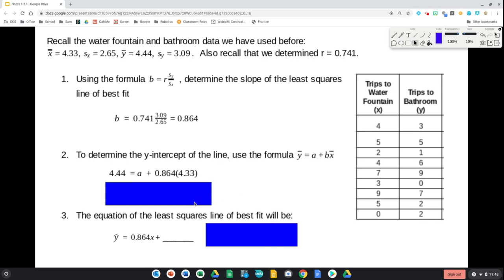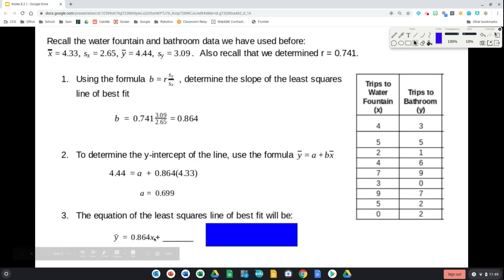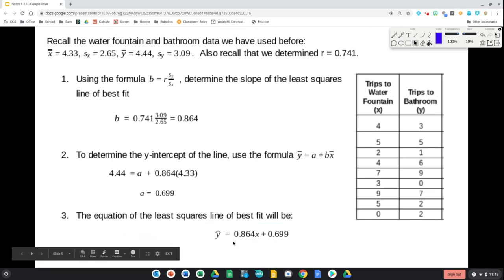Okay, what you should have found for a was the number 0.699. And so now that we have that value for a, we can substitute that into our least squares regression line where we've got this blank here. And what we're going to end up with is 0.864x plus 0.699. Now, that equation is slightly different than the one I showed you previously. Again, I don't know where I made my mistake, but this is the correct value based on this data that we've accumulated here.